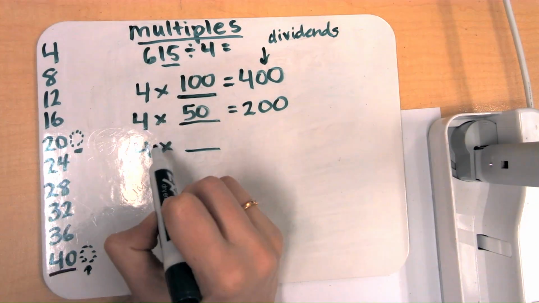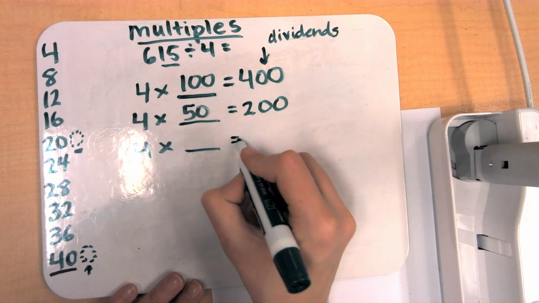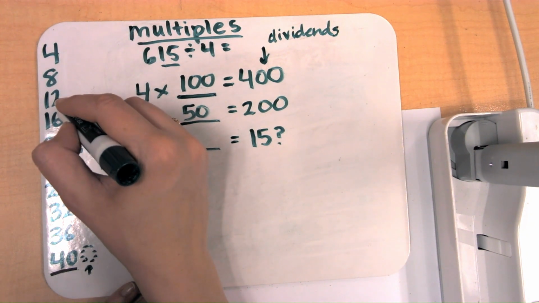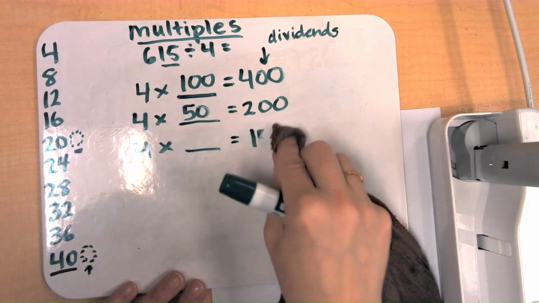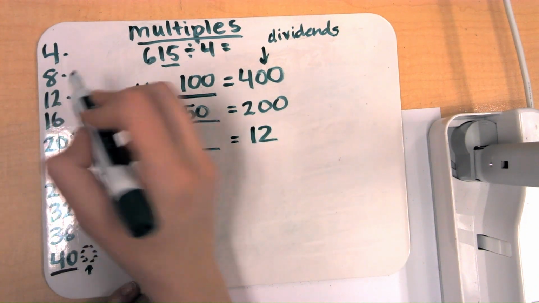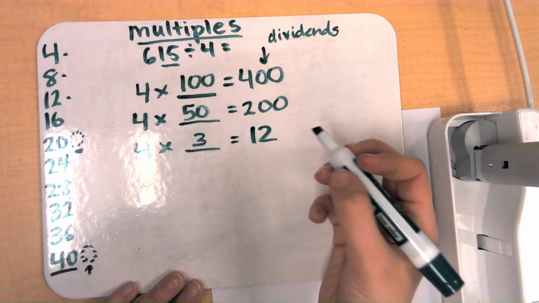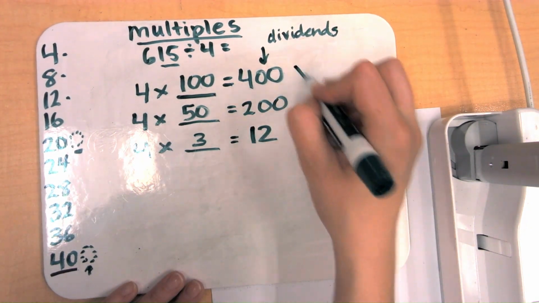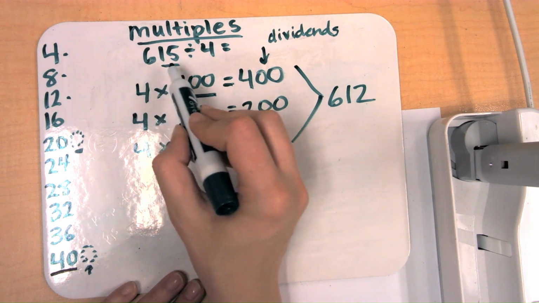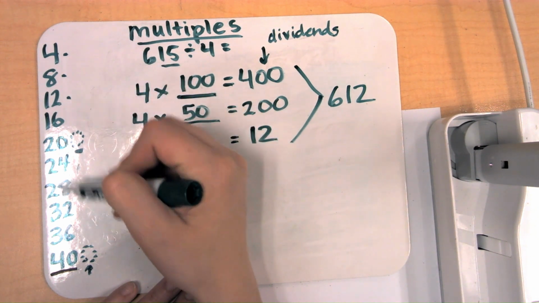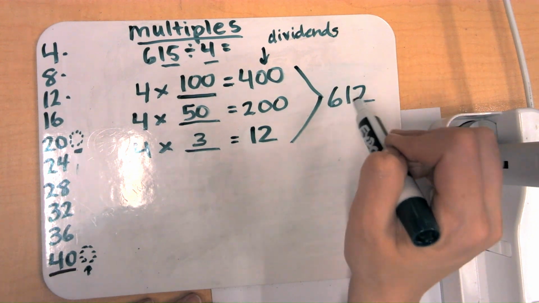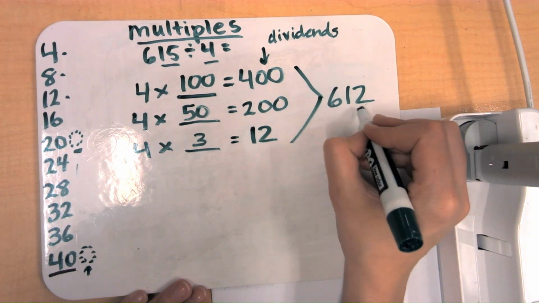What do I have left? 15. 4 times what is going to give me 15? Well, nothing. Okay, so there is nothing to give me 15, but I could get 12. So 1, 2, 3, 4 times 3 equals 12. So now my dividends are at 612. But when I am changing out this dividend to make it easier to use with my list, which my list is determined by my divisor, when I'm doing that, it has to still equal the same value. But 612 is as good as I can get.